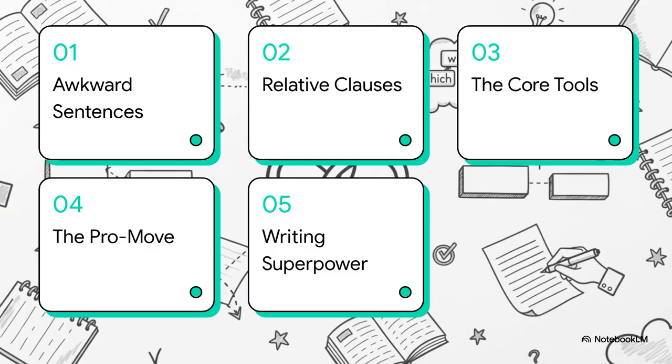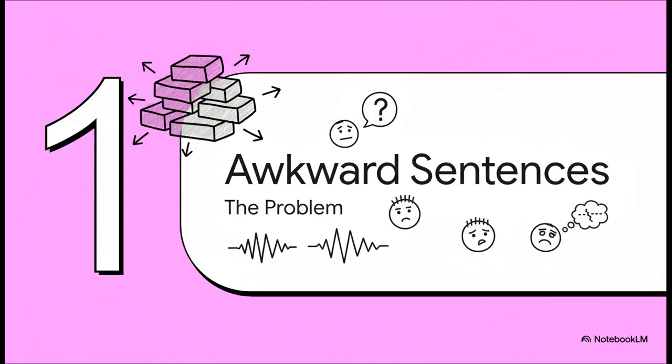So, here's our game plan. First, we'll look at a super common writing problem. Then, I'll show you the elegant solution, relative clauses. After that, we'll get our hands on the core tools you'll need, learn a really cool pro-level move, and finally, we'll see how this all comes together to give you a new writing superpower. Let's get into it.